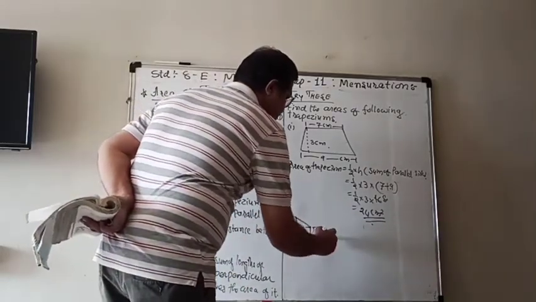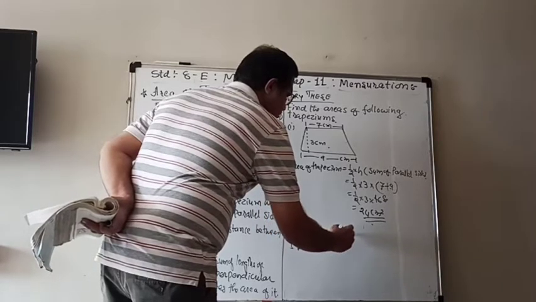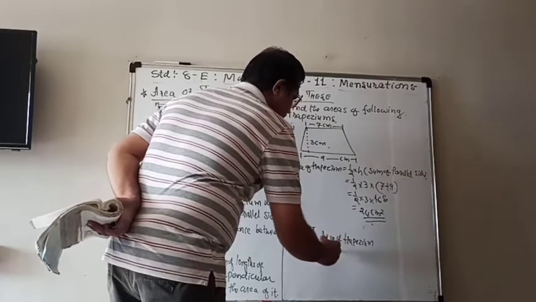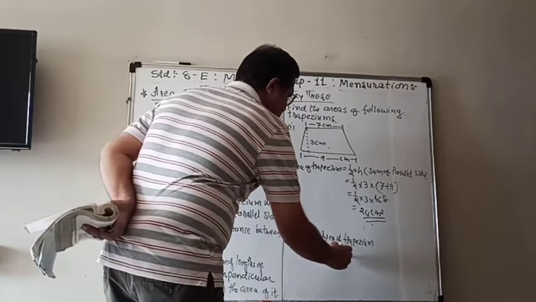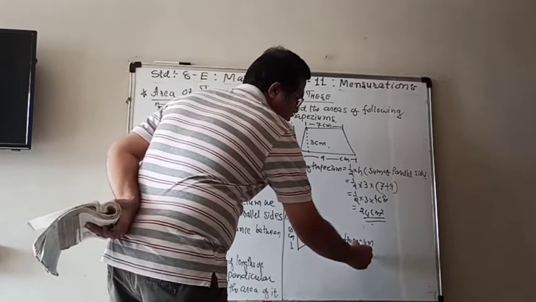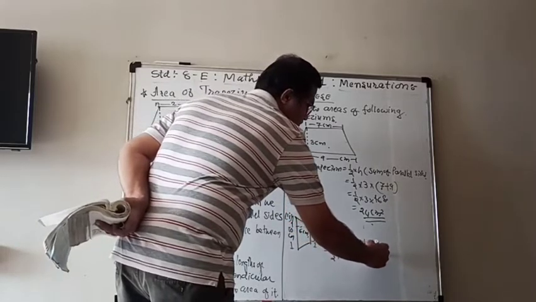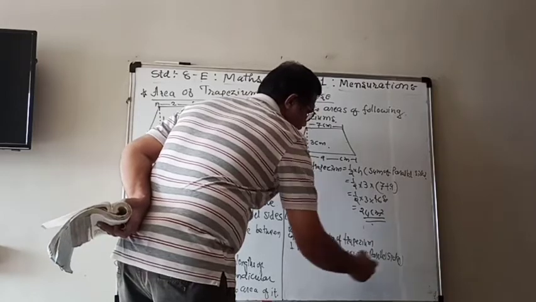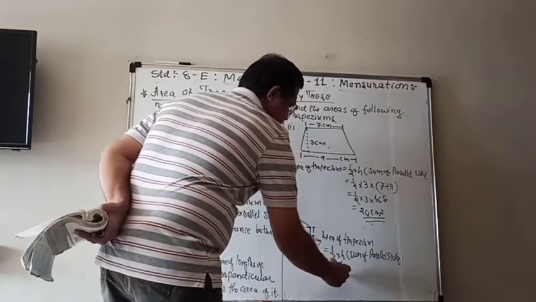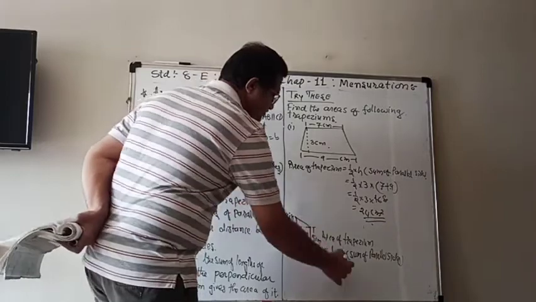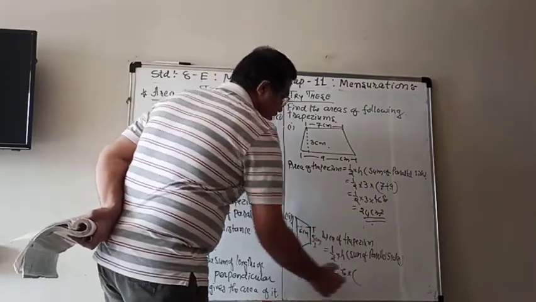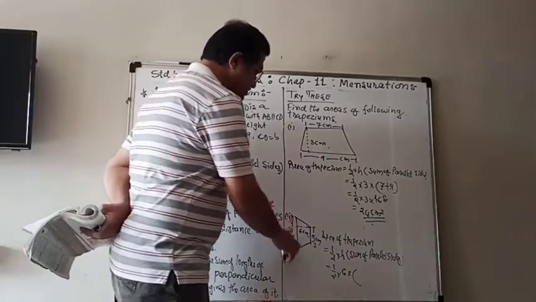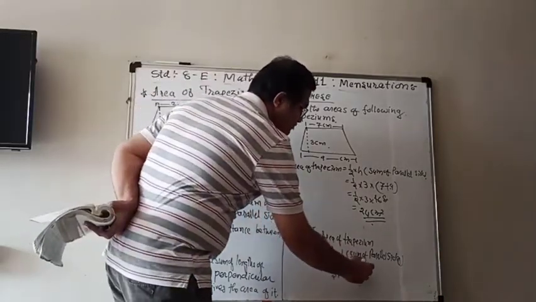area of trapezium is equal to half h sum of parallel sides. Here height is this one, 6 centimeter, and sum of parallel sides, so that is 10 centimeter plus 5.